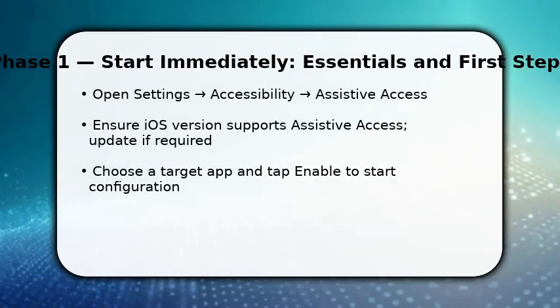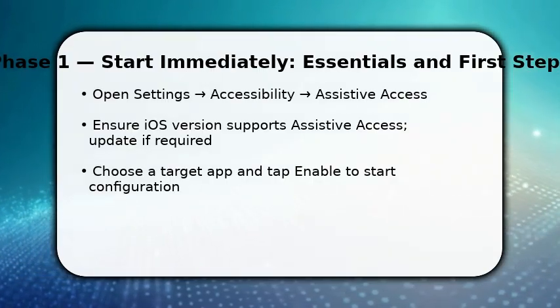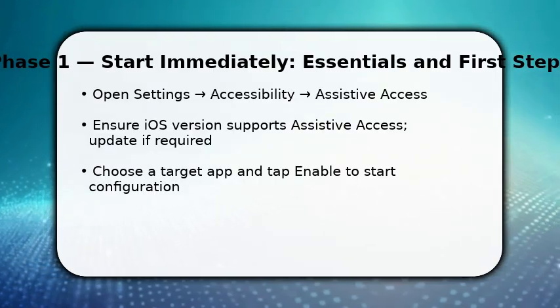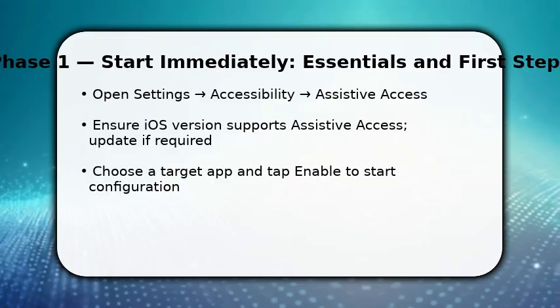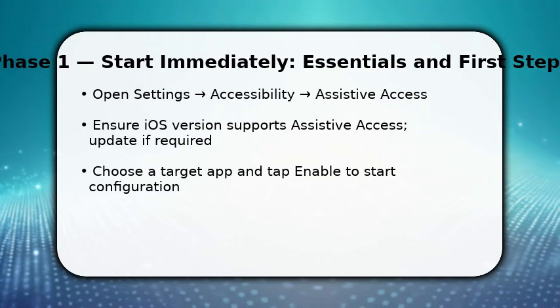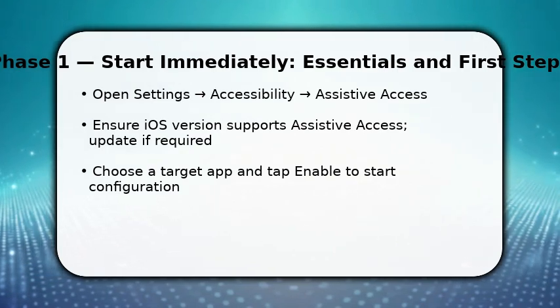This prevents missing features. Next, pick the app you want assistive access to control and tap Enable so the system can create a session for that app. Doing this now saves time later, because the framework gathers permissions and overlays the simplified interface automatically.